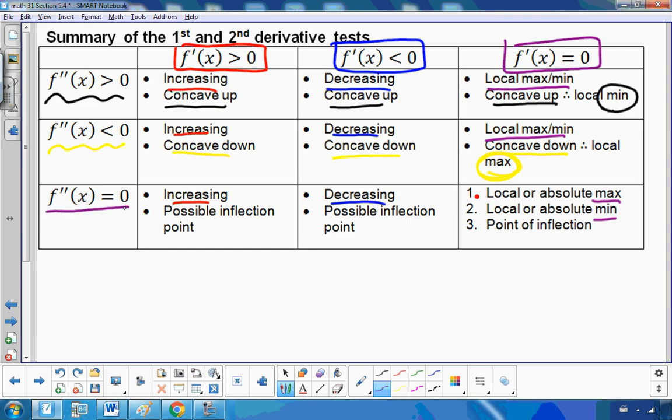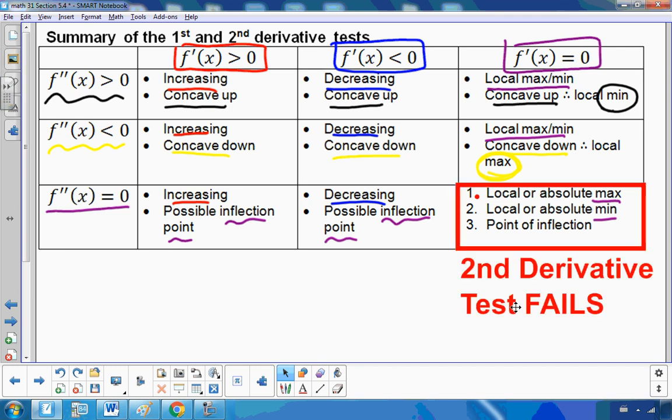If the first derivative is greater than 0, an increasing function, and the second derivative is equal to 0, that's a possible inflection point. If the first derivative is less than 0 and the second derivative is equal to 0, again, a possible inflection point. And then if I have that special case where the first and the second derivative are both equal to 0, the second derivative test fails. And remember, one of 3 things can happen. You can have a max, a min, or a point of inflection.